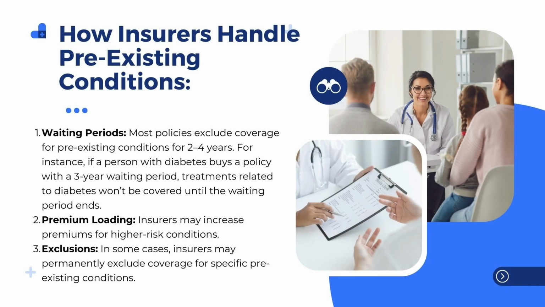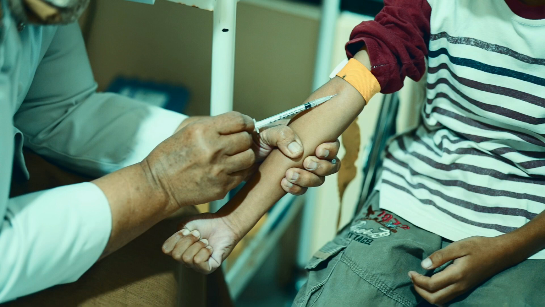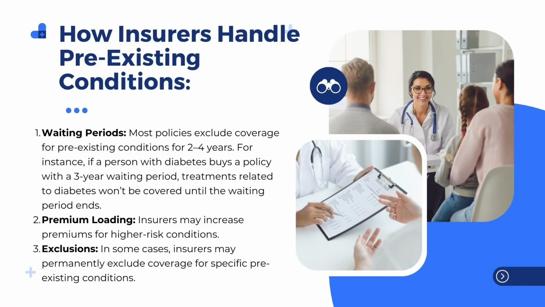How do insurers handle pre-existing conditions? First, the waiting periods. Most policies exclude coverage for pre-existing conditions for 2 to 4 years. For instance, if a person with diabetes buys a policy within a 3-year waiting period, treatments related to diabetes won't be covered until the waiting period ends. Second way of handling is premium loading. Insurers may increase premiums for higher risk conditions. And third, exclusions. In some cases, insurers may permanently exclude coverage for specific pre-existing conditions.